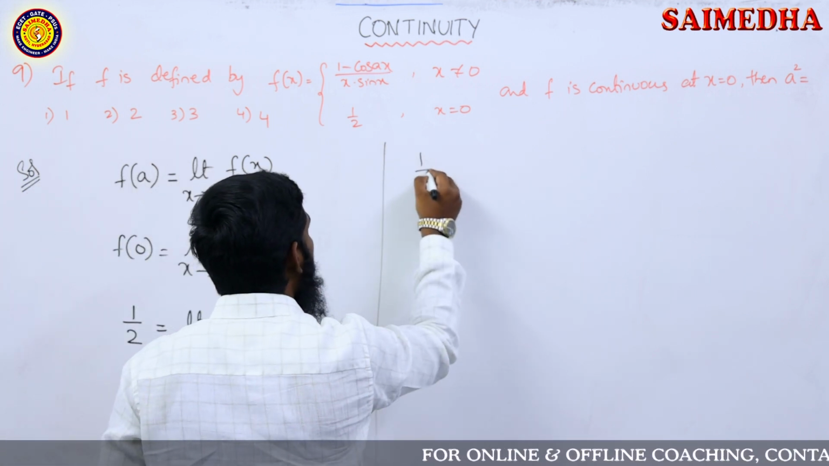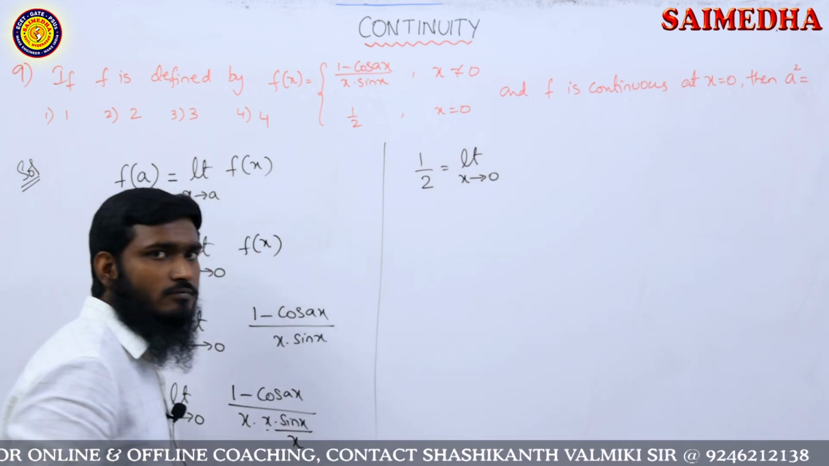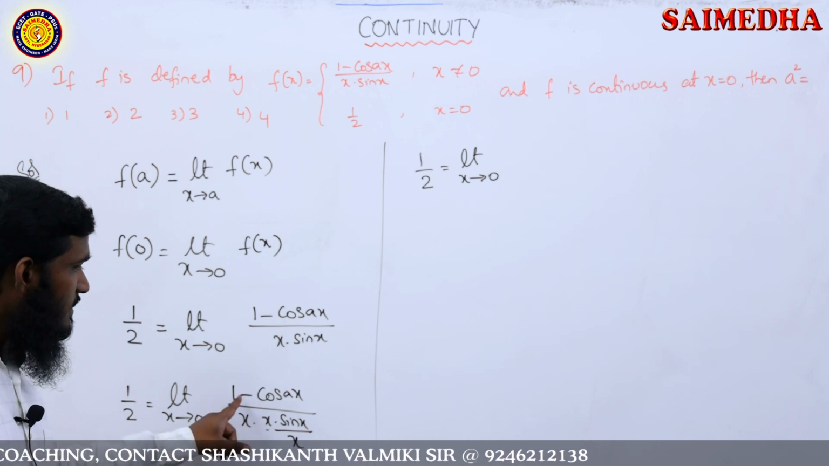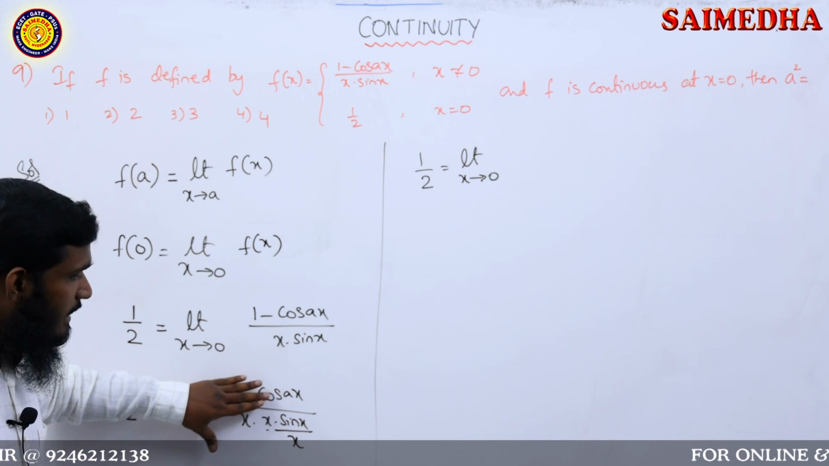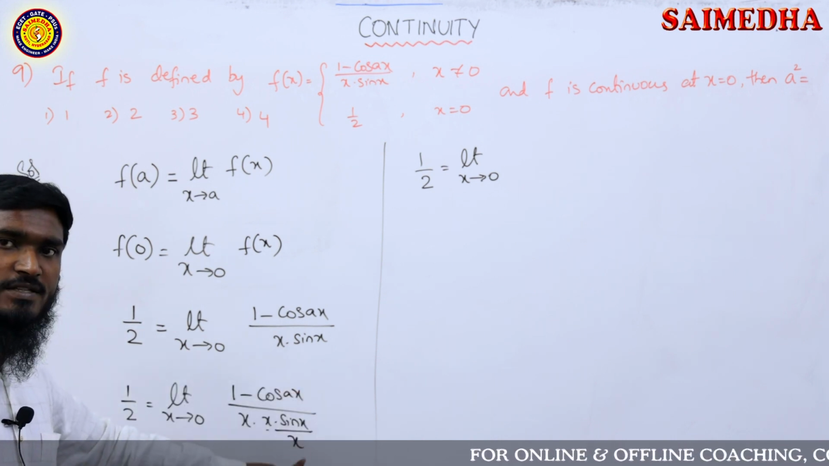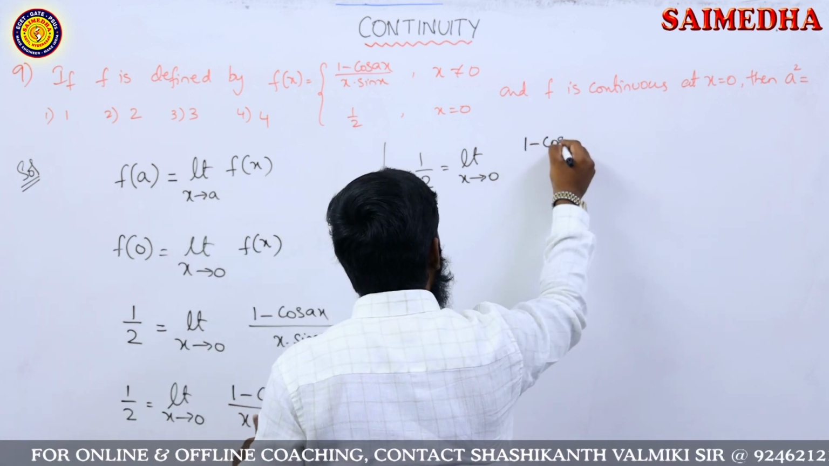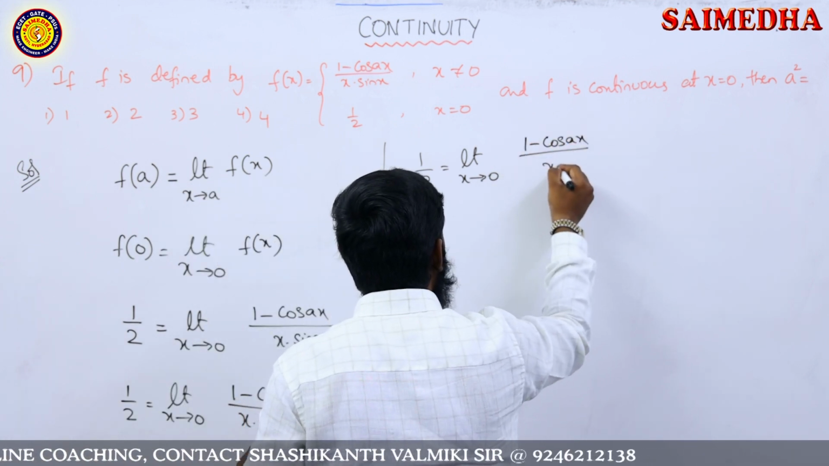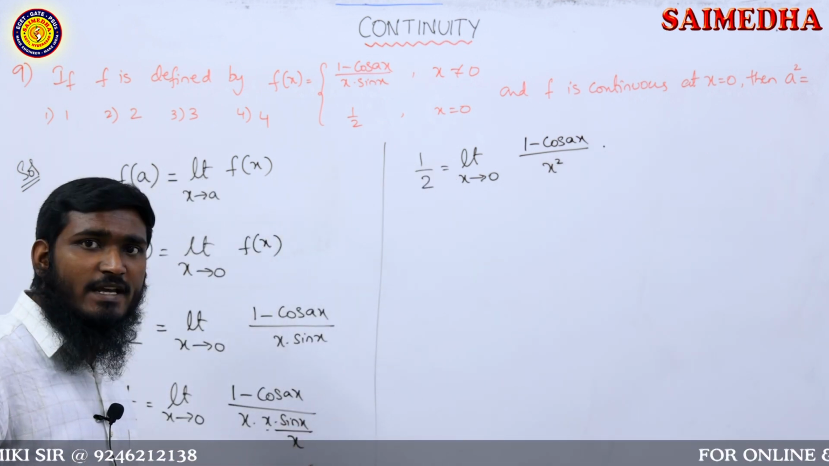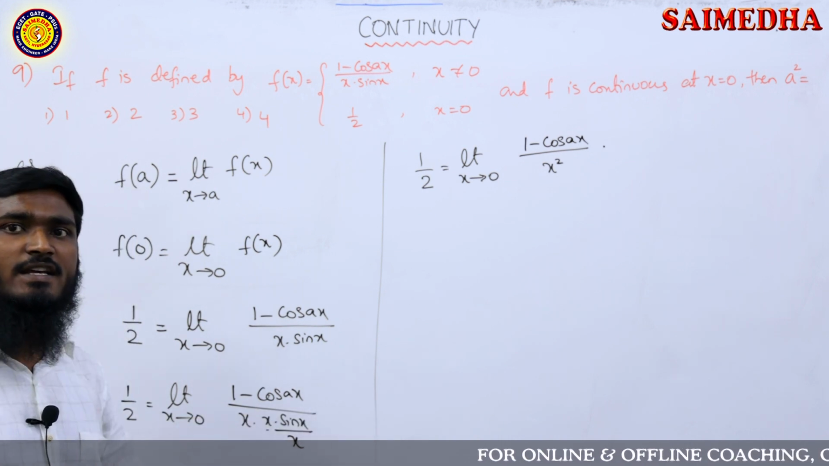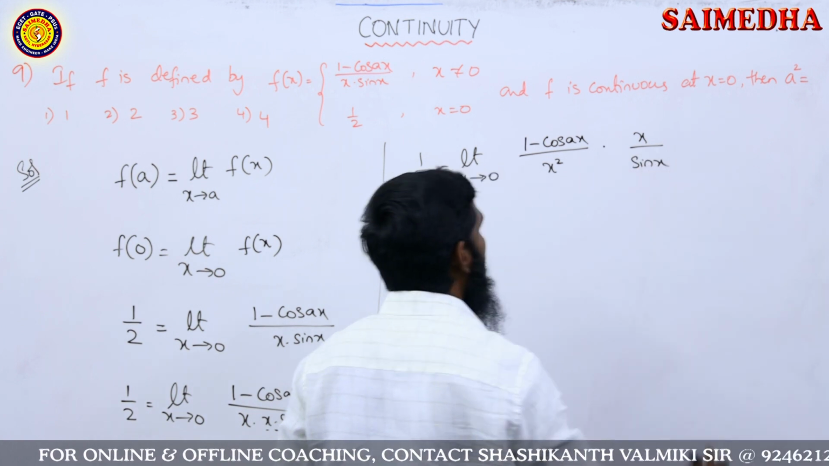Now how we can write this part? 1 by 2 equals limit x tends to 0. This (1 minus cos ax) by (x into x), meaning x square, we write separately, and 1 divided by (sin x by x) we write separately. So we can write this as (1 minus cos ax) divided by x square, into 1 divided by (sin x by x), which can be written as x by sin x.